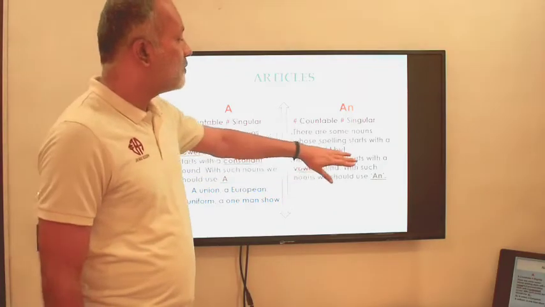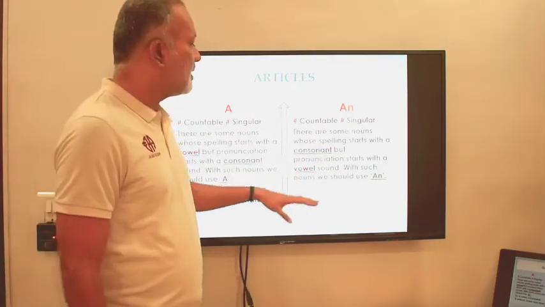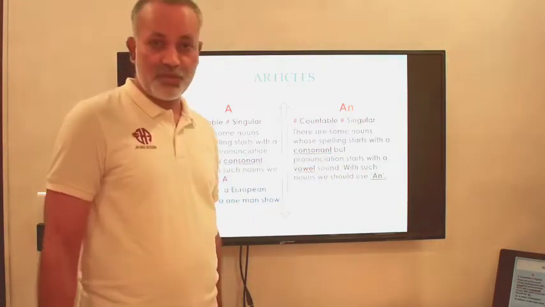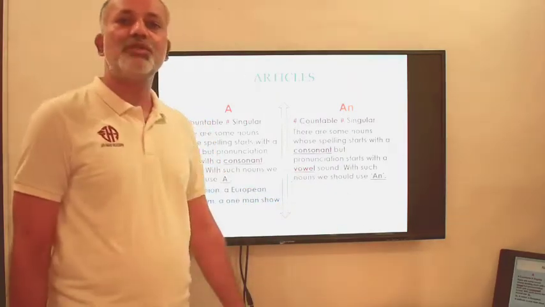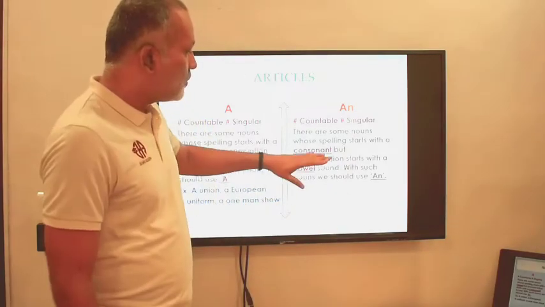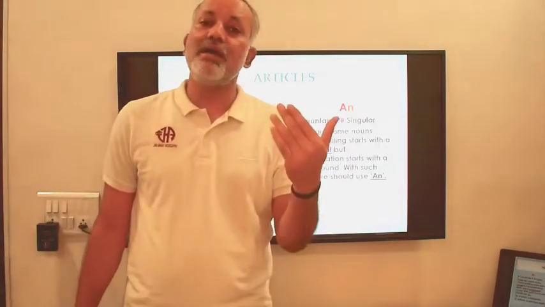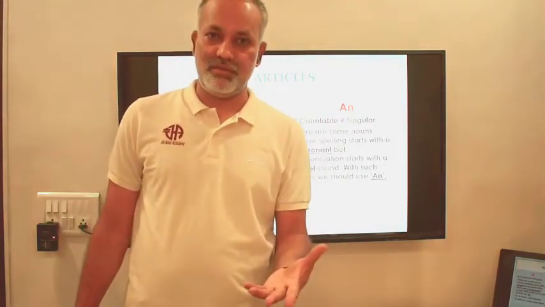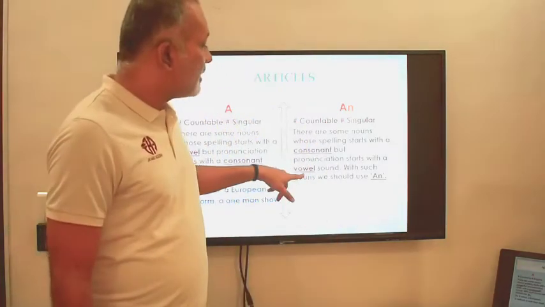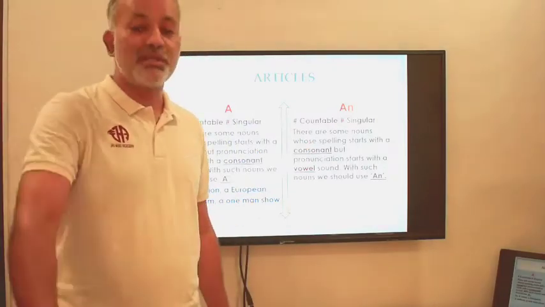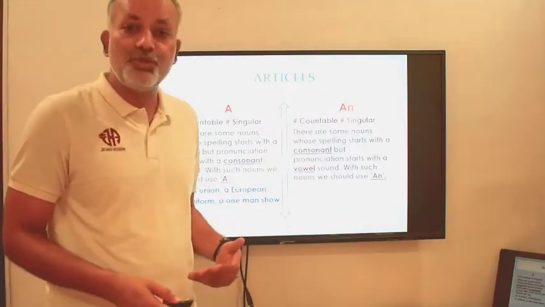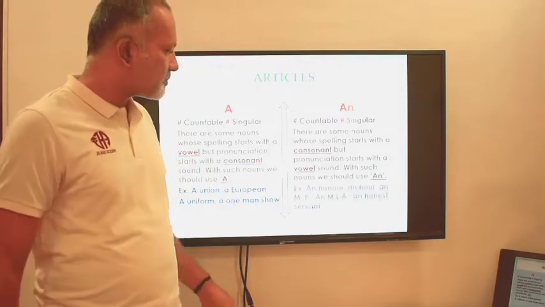There are some nouns whose spelling starts with a consonant, but pronunciation starts with a vowel sound. With such nouns, we use an. तो spelling शुरू होता है consonant से, but pronunciation starts with a vowel sound. Pronunciation उसका vowel से शुरू होता है. There are some examples you can see.